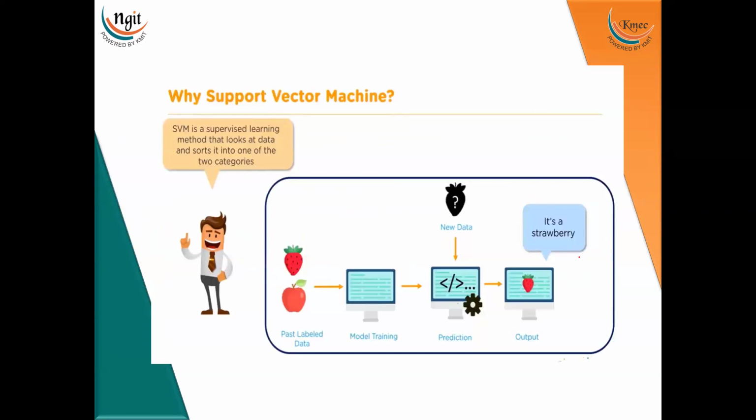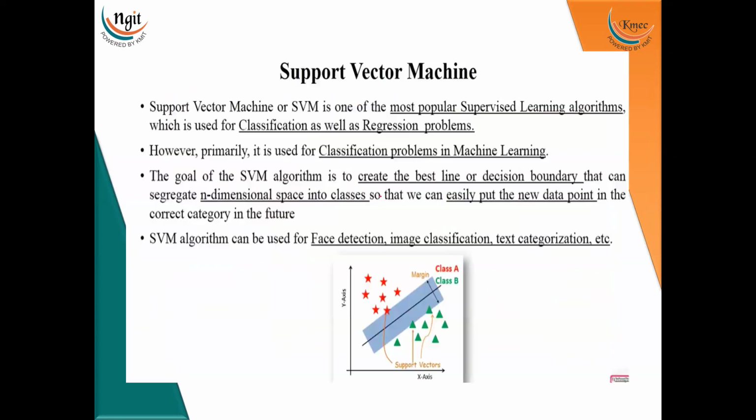And what is this support vector machine? SVM is a supervised learning method that looks at data and sorts it into one of the two categories. So this is what exactly SVM will do. It looks at data, finds the similarities and sorts it into one of the two categories. As we said, SVM is one of the most popular supervised machine learning algorithms, which is used for classification as well as regression problems. But I already told you, primarily it is used for classification problems.